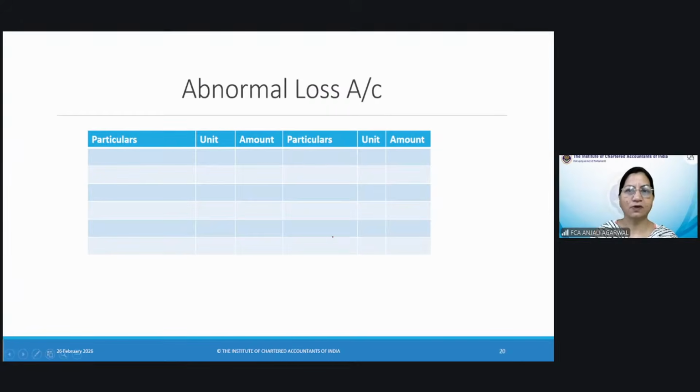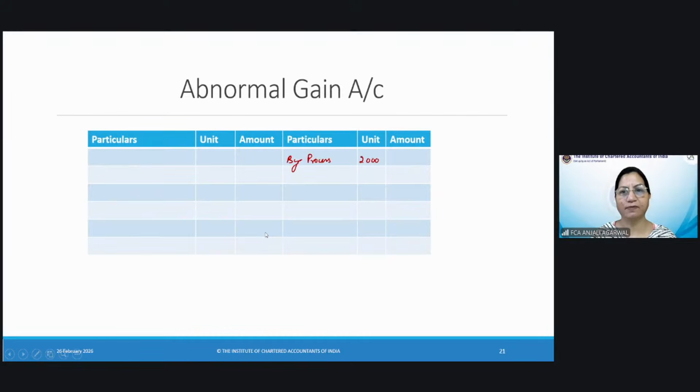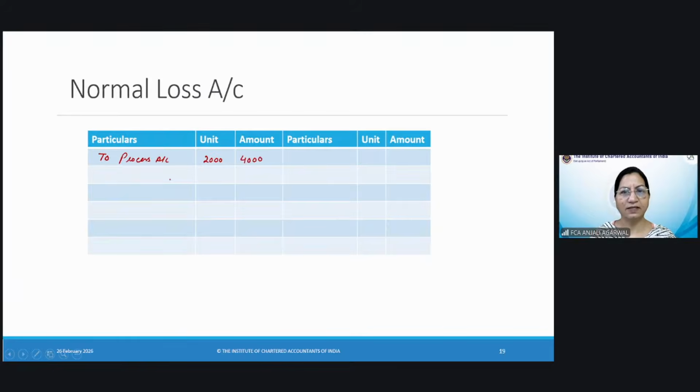Abnormal loss account is not there. There is no abnormal loss here, but there is an abnormal gain. So by process, we have 2,000 units extra, which was worth 13,159. So this will go to costing P&L account, but not the entire thing, because first we will sell the normal loss units.